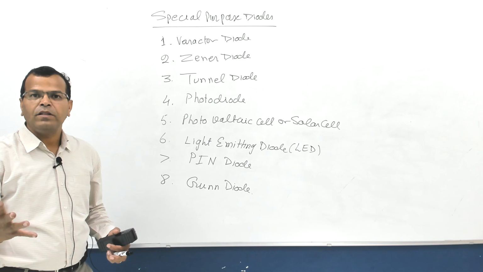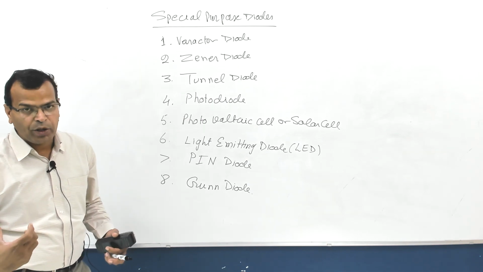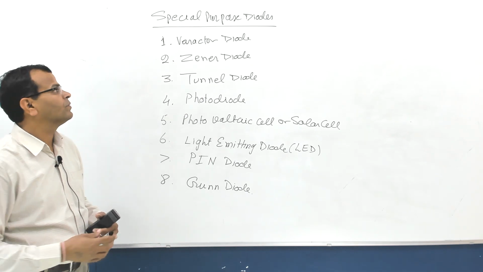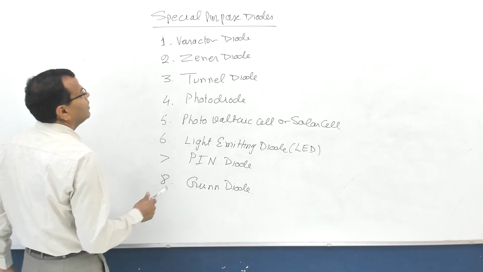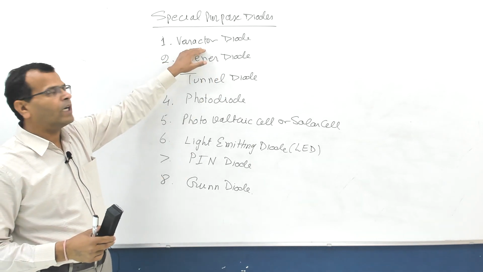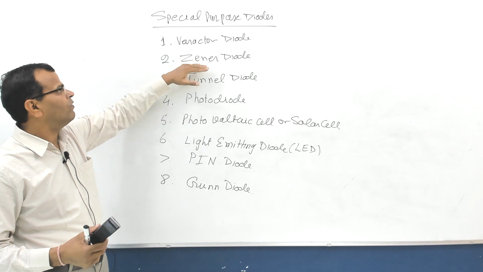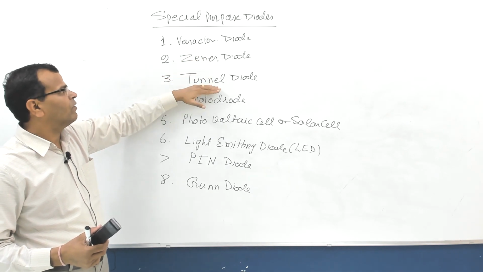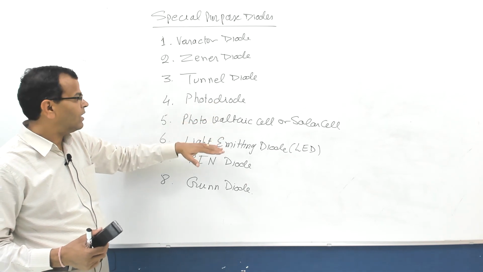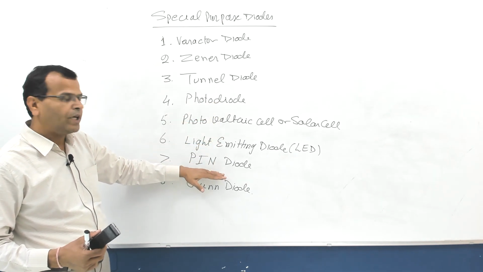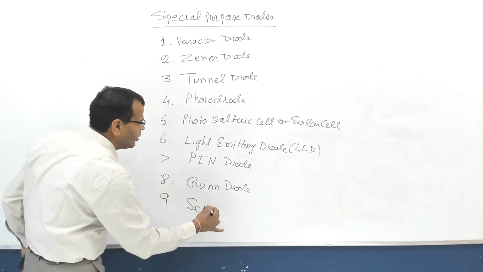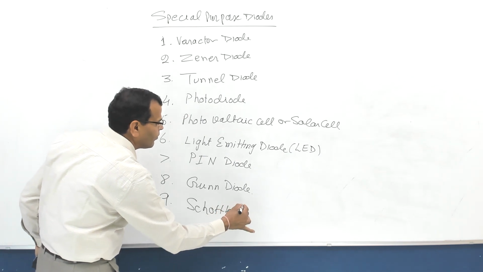We have completed the general purpose PN junction diode. Now we will talk about the special purpose diodes. First diode we will be talking about is the Varactor diode, that is variable capacitor diode. Then we will be talking about Zener diode, then tunnel diode, photodiode, photovoltaic cell or solar cell, then light emitting diode, PIN diode, Gunn diode, and there is one more diode, that is Schottky diode.